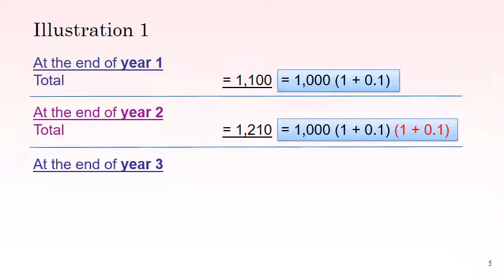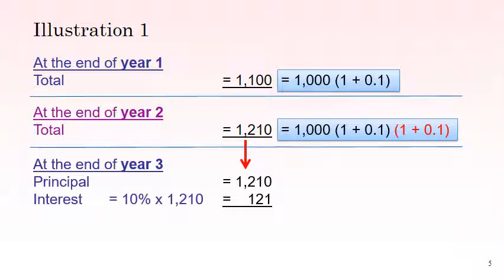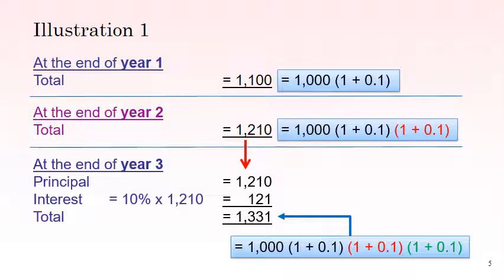At the end of year 3, the new principal is 1210, brought forward from the end of year 2. Interest is 10% times 1210, so the interest earned will be 121. Adding up, the total will be 1331. We write the formula as 1,000 times (1 plus 0.1) repeated 3 times.